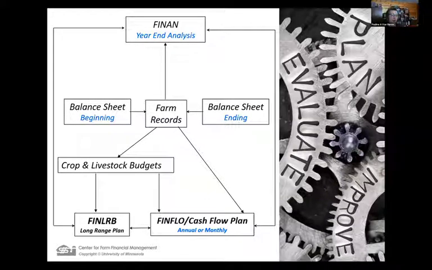We can then use that to do the FinAn or the year-end analysis. So a lot of that work is, of course, being compiled at this time, with that ending balance sheet just being recently completed for December 31st, January 1st. So that's the past performance review.